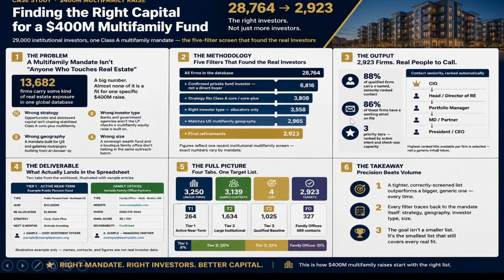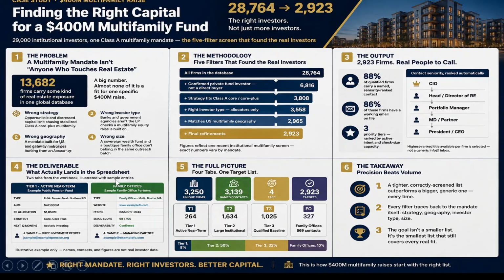86% of the firms on file have a working email, and I also clean the database using a premium email cleaner every 3-4 months because people do change positions. And we also have 3 priority tiers ranked by active intent and check size capacity. So really looking at the highest ranked title available per firm as well in this case.